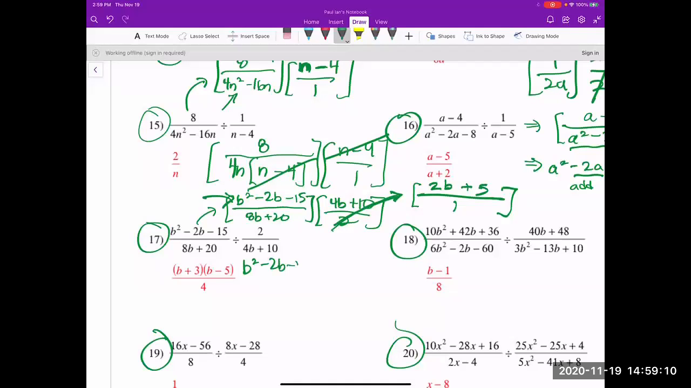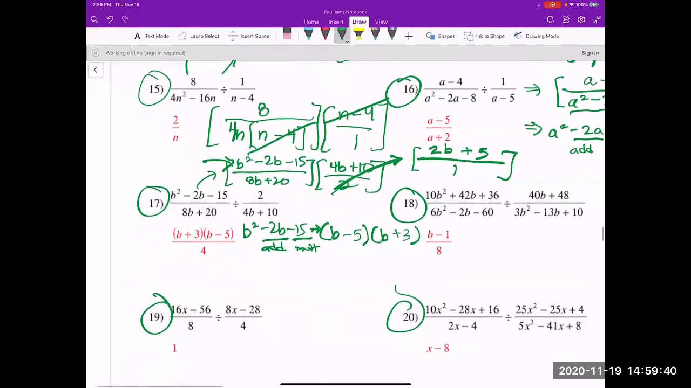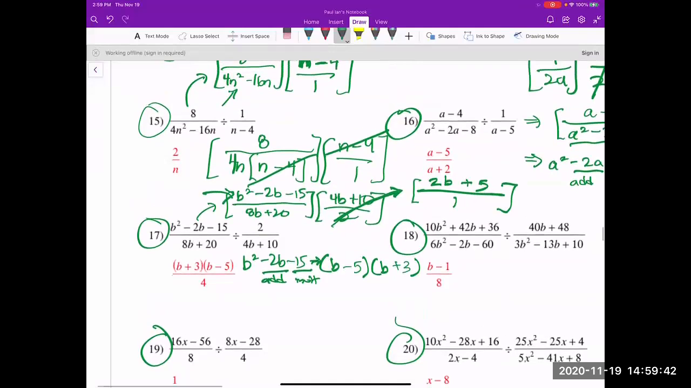b squared minus 2b minus 15. So let's ask ourselves those two questions. What two things do you add that gives you -2, that when you multiply them gives you -15? And they're both negative. What two things would those be? -5 and 3. Yep, you're getting it. So when you add -5 and plus 3, you get -2, right? Yeah. When you multiply, it gives you -15, right? Yeah. So that's the one.